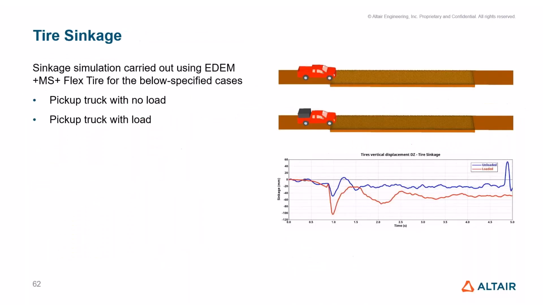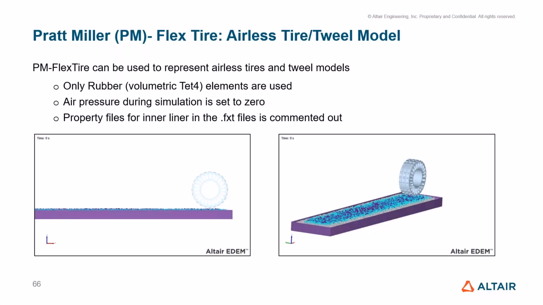So these are some we are skipping for the time constraint, and the last capability is about the airless tire. How this airless tire capability differs from FlexTire is that if you make the tire pressure 0, it becomes an airless tire. So I will stop it here, and we can have a couple of minutes for Q&A.